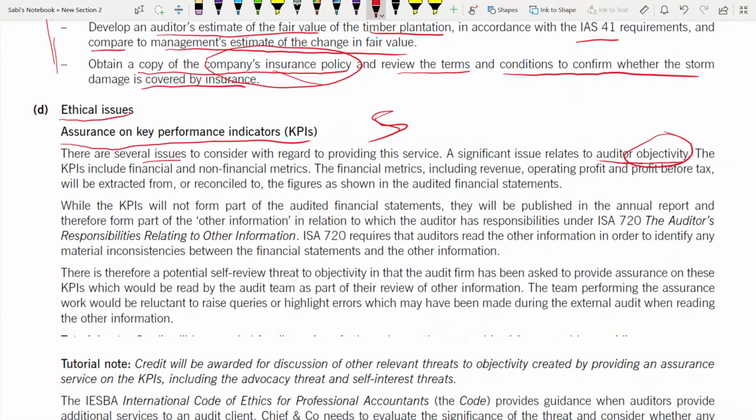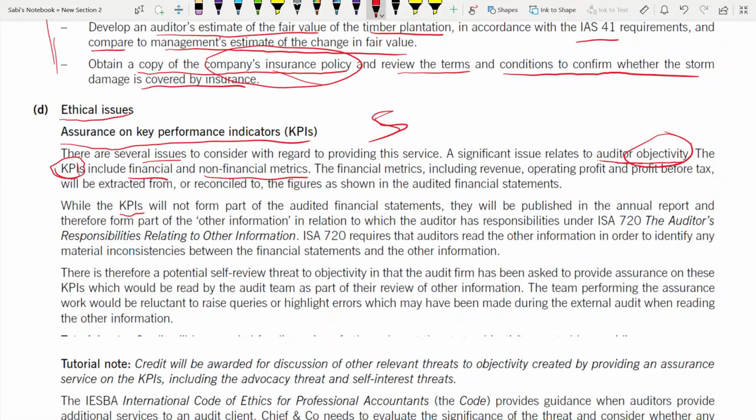And this will be extracted from or reconciled to the figure to be shown in the audited financial statements. While the KPIs... Okay. So once we talked about audit objectivity, remember, auditors do auditing of what? Financial statements. And in financial statements, we have what kind of information? Financial information. That's why we are talking about KPIs, including both financial and non-financial metrics. So you see, from there you get, what is the next line? Next line should be that it includes both financial and non-financial metrics.